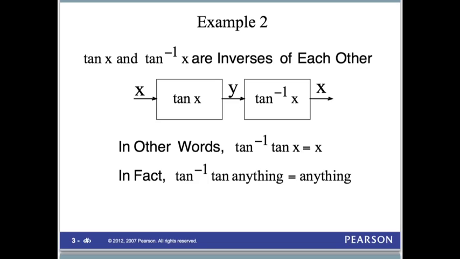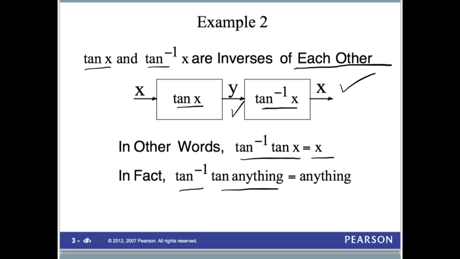Another example of inverse functions are on your calculator. Tangent of x and inverse tangent of x are inverses of each other. You put x into tan x and get out y. Put that output back into inverse tangent of x, and you get your x back. In other words, inverse tangent of tan x equals x. In fact, inverse tan of tan of anything equals anything.